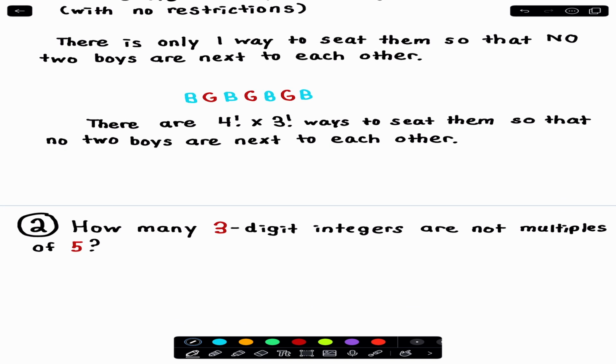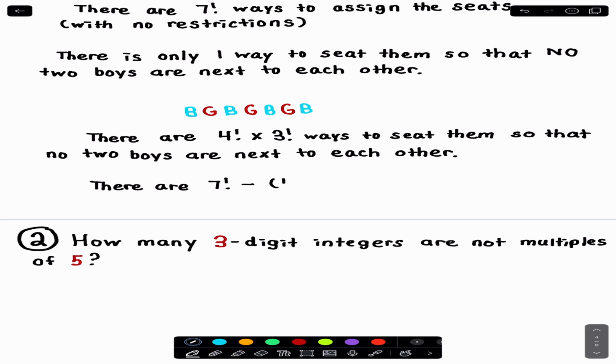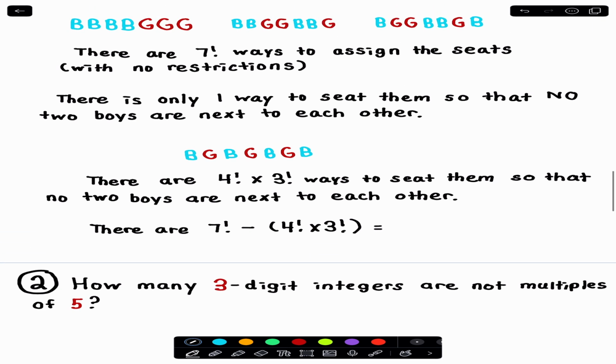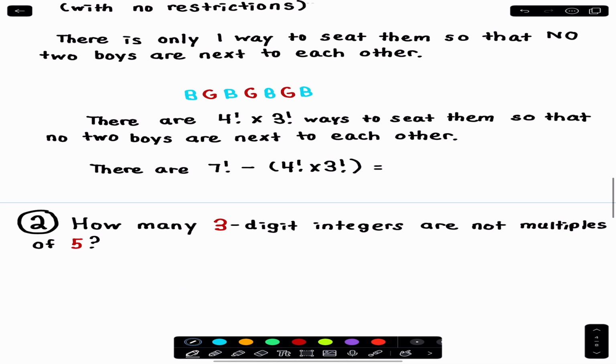This means overall there are actually 7 factorial, so that's the total number of ways without any restrictions, and then take away this number, 4 factorial times 3 factorial. You can get out a calculator and do that yourself, but what you're going to find is the final answer ends up being 4,896 ways.